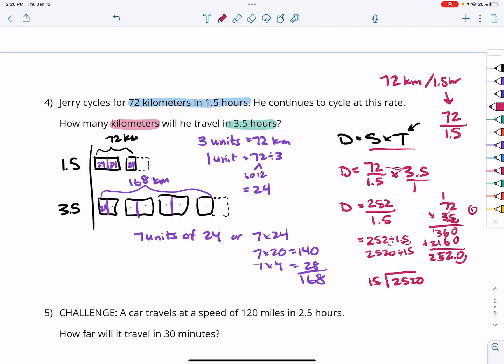So 15 goes into 2 0 times, 15 goes into 25 1 time. And we're left with 10. Now if I bring down that 2, I know that 15 goes into 102. Oh man. So 15, 30, 45, 60, 75, 90, 105. So it doesn't go into it 105. It does go into it 90. So that's 1, 2, 3, 4, 5, 6. 6 times.